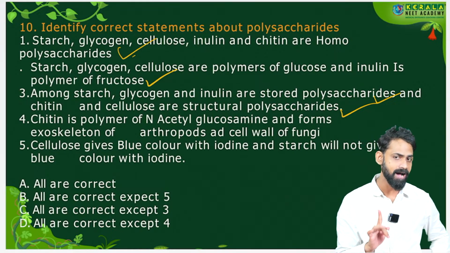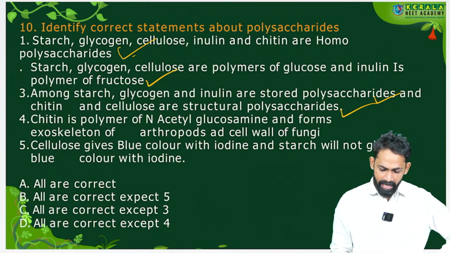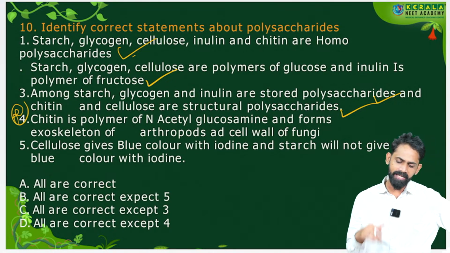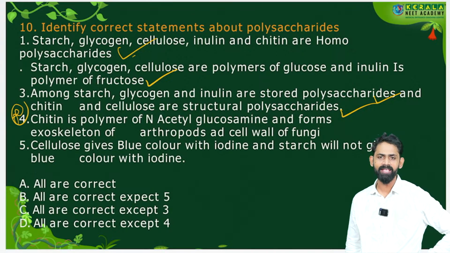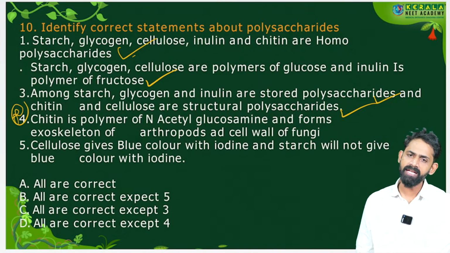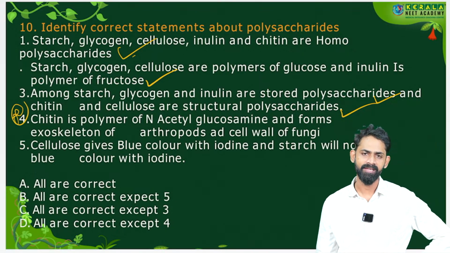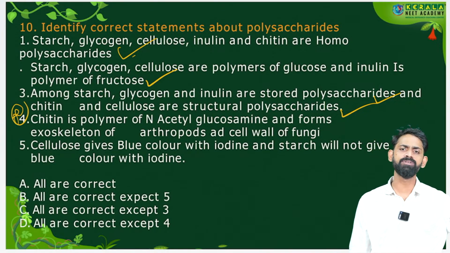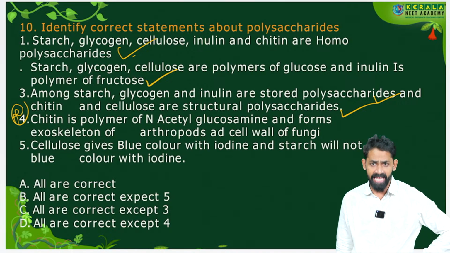I hope you are clear with my options. Chitin, this is a stunningly important fourth one. Chitin is a polymer of NAG, N-acetyl glucosamine, a nitrogen containing polysaccharide. It forms the exoskeleton of invertebrates, arthropoda, and also forms the cell wall of fungi.